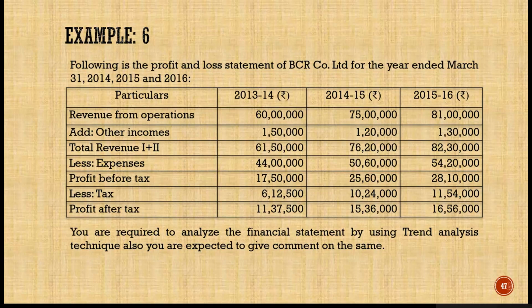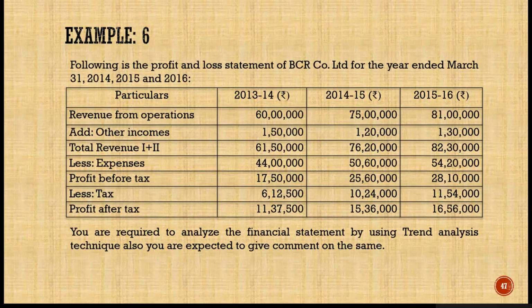Data is for the 3 years 2013-14, 2014-15, and 2015-16, given in rupees. So revenue from operations, then add other income, total revenue, less expenses, profit before tax, less tax, and profit after tax. So very limited information is with us concerned with the income statement of BCR company. And let us see how to perform trend analysis.